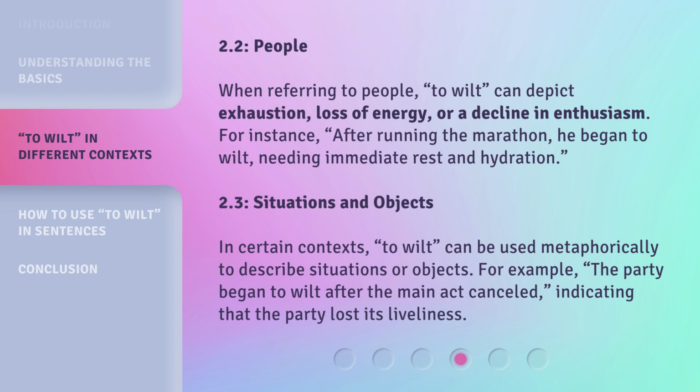2.3 Situations and objects. In certain contexts, to wilt can be used metaphorically to describe situations or objects. For example, the party began to wilt after the main act cancelled, indicating that the party lost its liveliness.